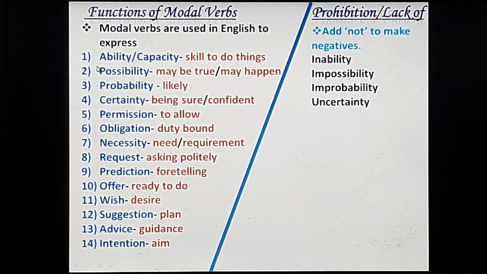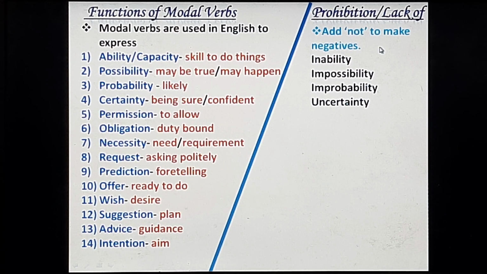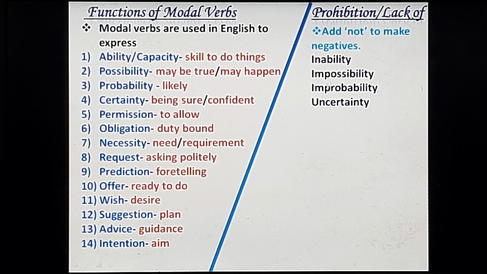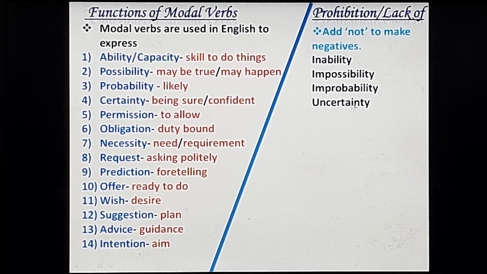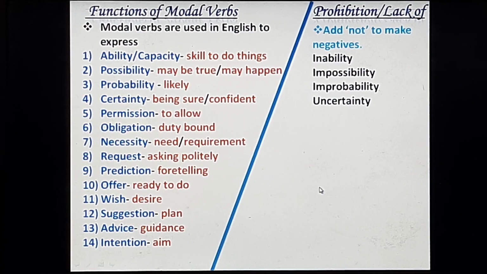So, ability in the positive, to show the negative, it will become inability, then you have to add not to make it into a negative. So, can will become can't or cannot. Impossibility, improbability, and uncertainty take negative forms.